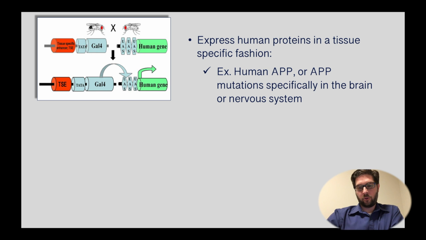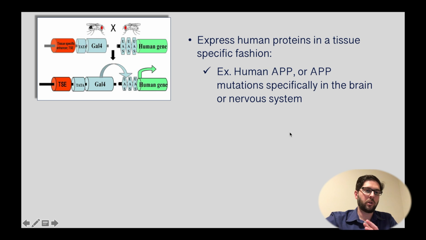To utilize this to study human disease biology in Drosophila, researchers tend to express human proteins with this genetic technique. For example, in Alzheimer's disease, researchers, including my own laboratory, express the human form of the amyloid precursor protein, or APP, and/or they will express the human mutated forms of APP. And they'll express this specifically in the brain or specifically in the retina or other areas of the nervous system.